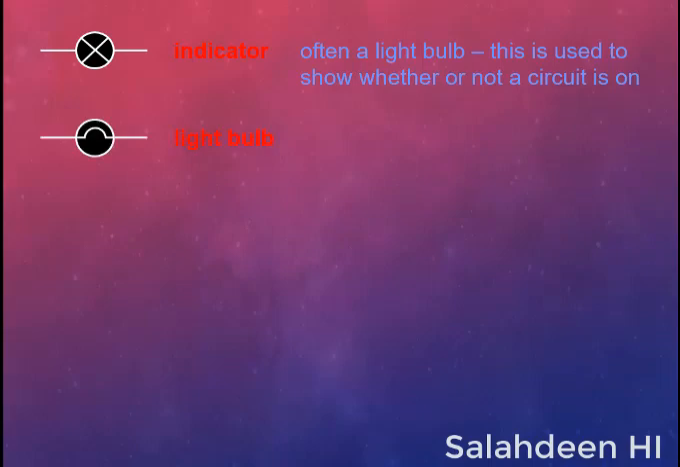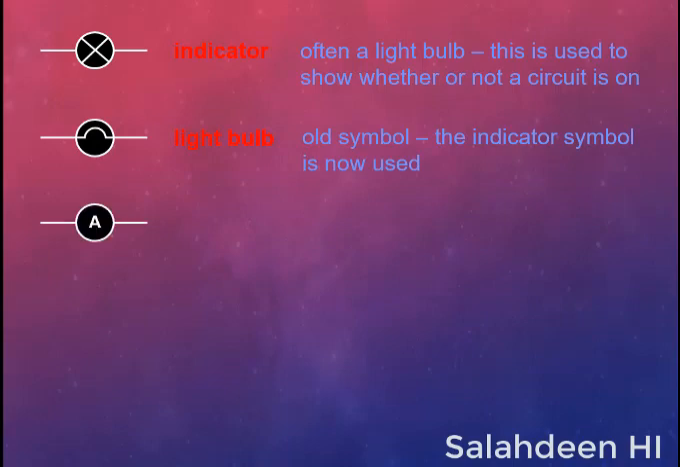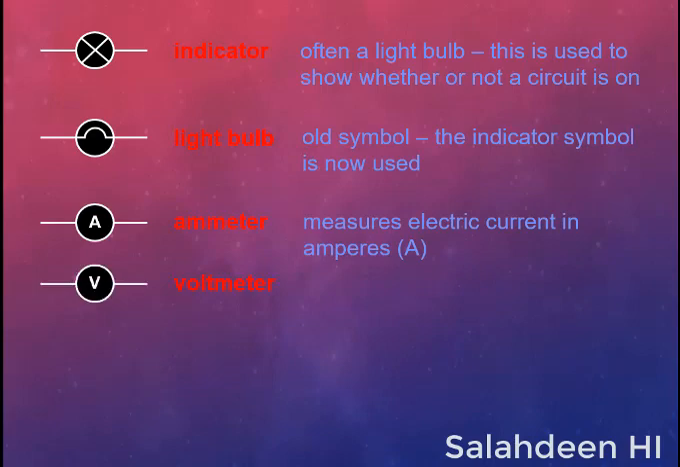This is the symbol for a light bulb. Both symbols, that is the indicator symbol, are now used. This is the symbol for an ammeter, which measures the electric current in amperes. This is the symbol for a voltmeter, which measures voltages in volts.